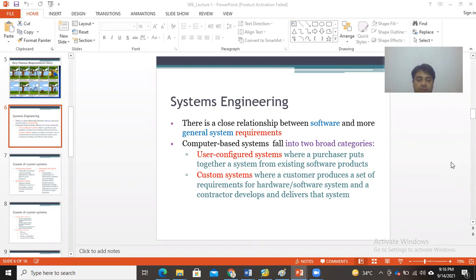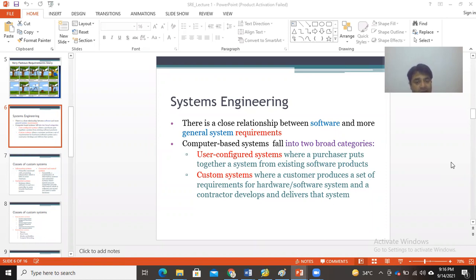When we discuss system engineering, normally we are talking about a simple computer based system. Now if you look into the general system requirements, normally by a general system we mean the PC system or the simple system. There will definitely be some requirements associated with general systems. So there is a close relationship between software and more general system requirements.